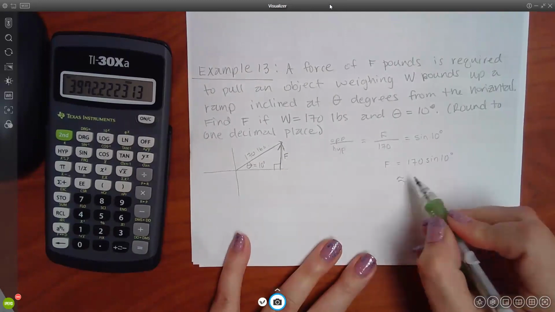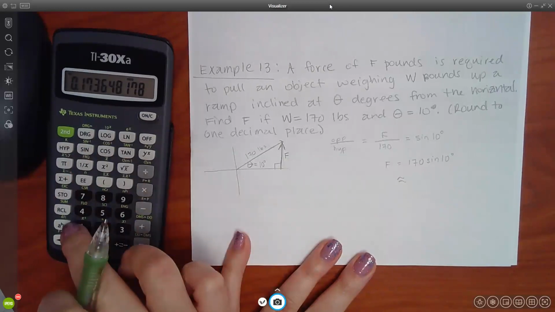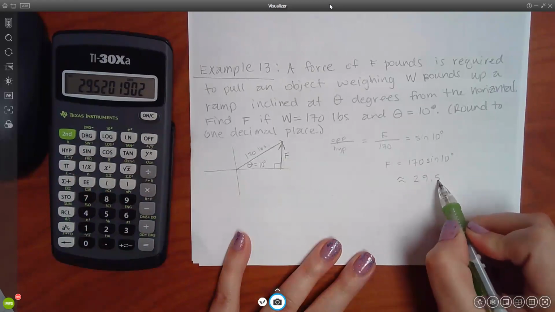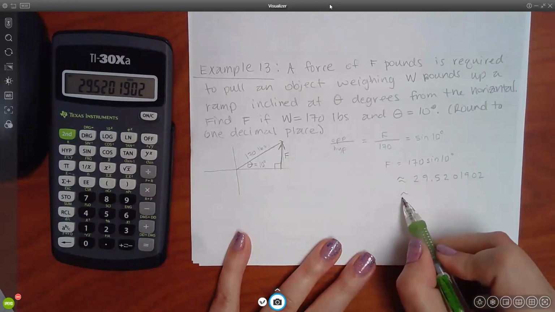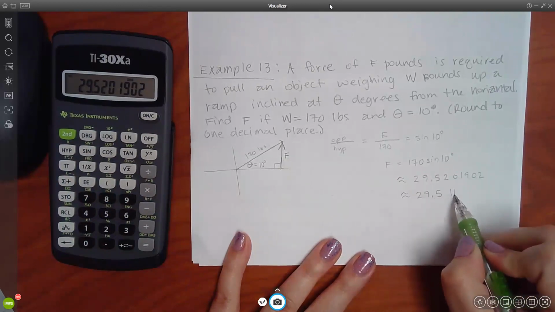What is that? Let's see. 10 degrees, sine of 10 degrees times 170. I get 29.520, all of this mess. But if I round it to one decimal place, I get 25.9 pounds.